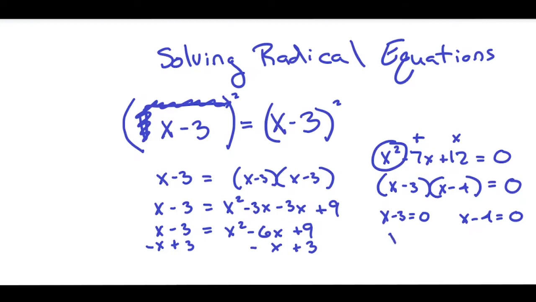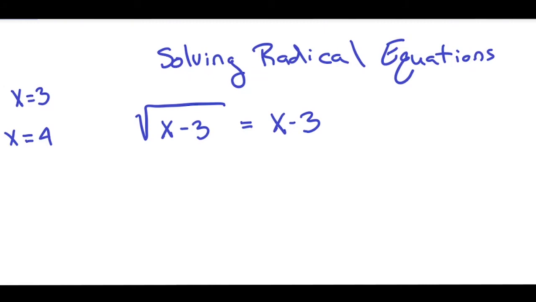Well, that leaves me with x equals 3 and x equals 4, when I add 3 to both sides of the left equation, and when I add 4 to both sides of the right equation. So now my potential solutions here are x equals 3 and x equals 4. But remember, we need to check for extraneous solutions.